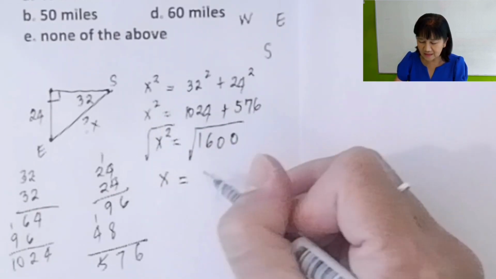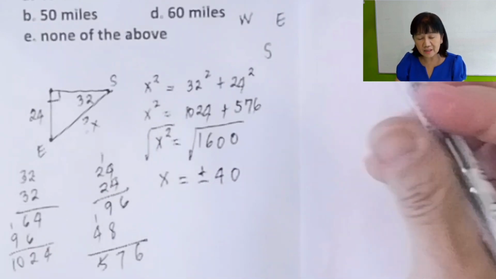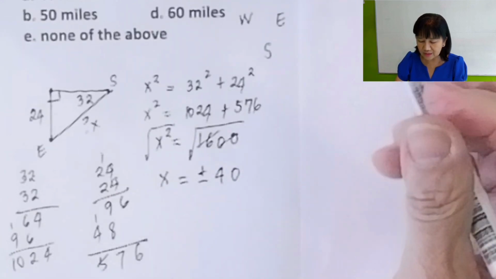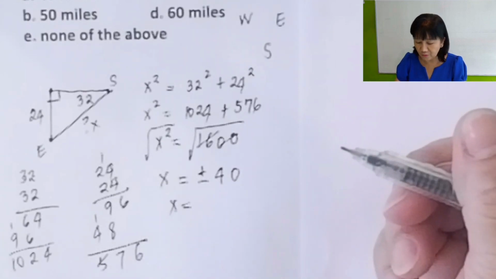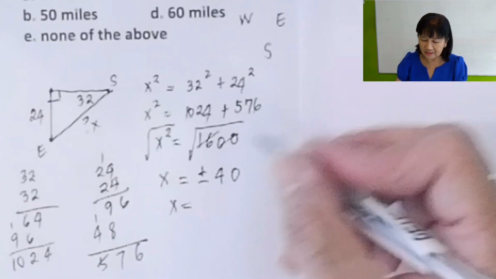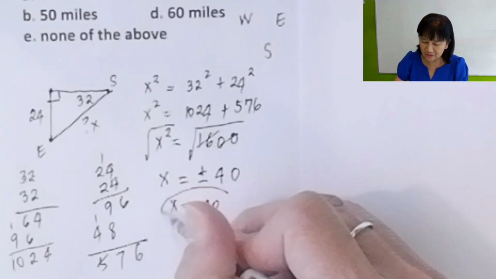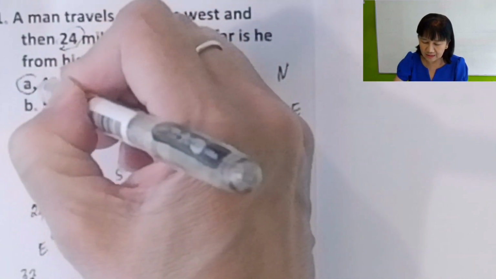X is plus or minus 40. How did I get 40? Square root of 16 is 4. There are 2 zeros here, so 1 zero. But you cannot take negative 40 because x is a length of a side. So it has to be positive. So final answer is positive 40. The correct answer now is letter A.